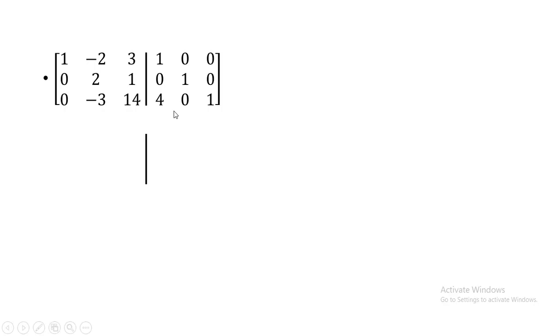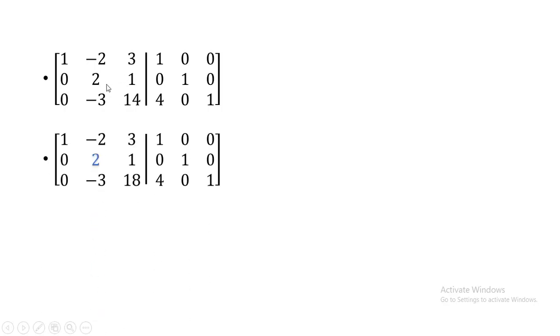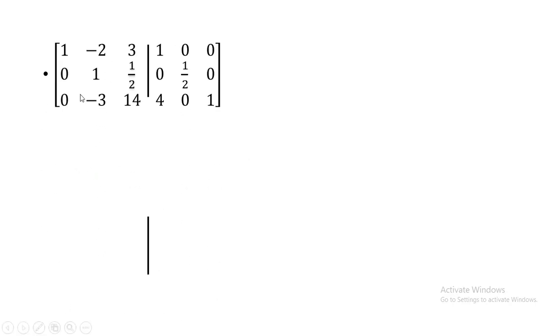Next, looking at the matrix once again, I need this pivot position to be equal to 1, and all the elements above and below it should be 0. For a unit matrix it is important that the diagonal elements are equal to 1, so this has to be 1. The operation required is R2 multiplied by 1 by 2. If I multiply this second row by 1 by 2, this has now converted into 1, 1 by 2, 0, 1 by 2 and 0.